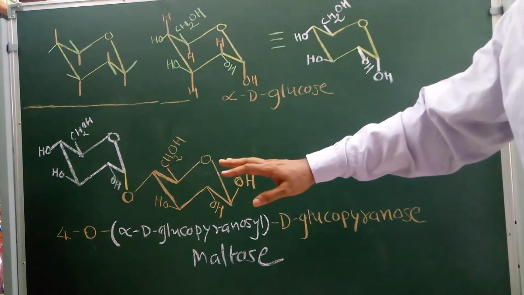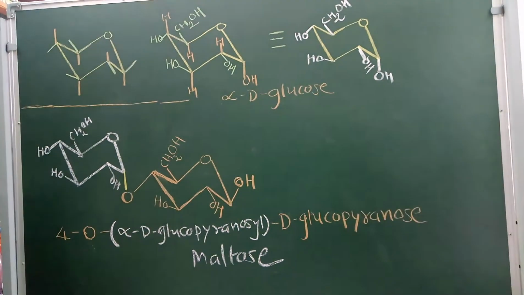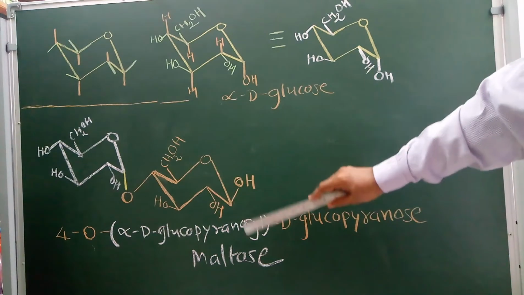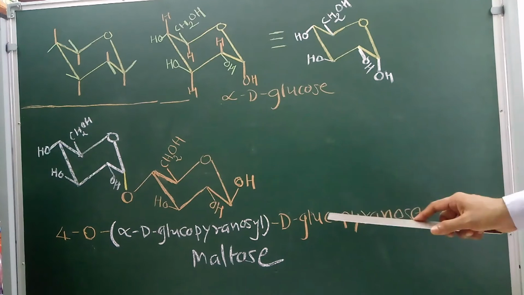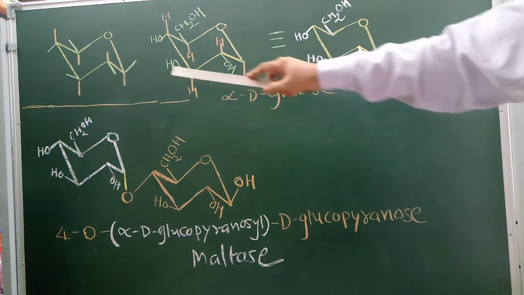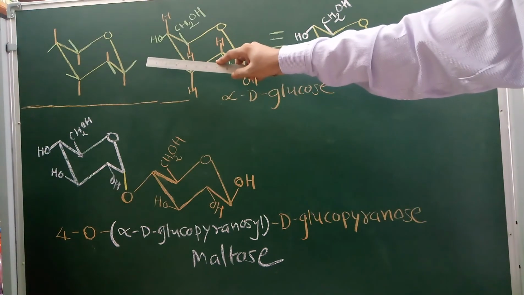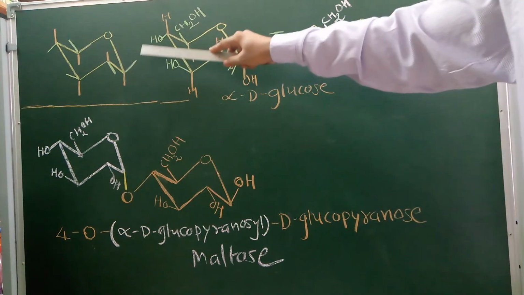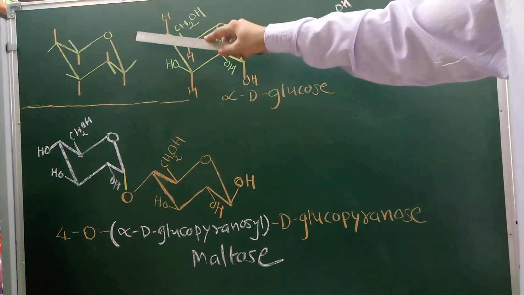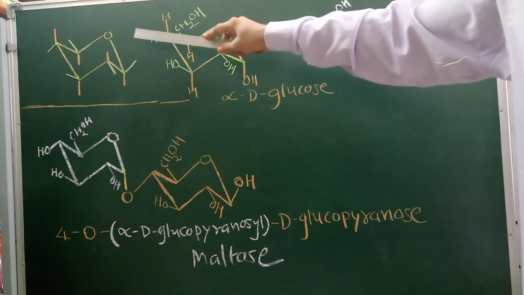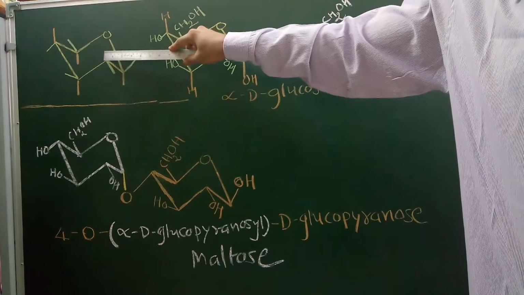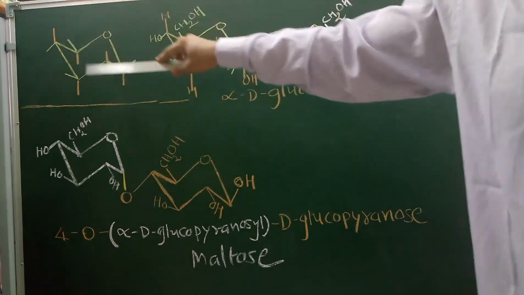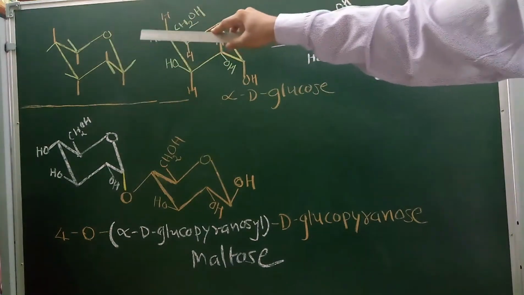Good morning, friends. In this slide we are going to learn the structure of maltose, and how its nomenclature is given. For that we have to take glucose into consideration first. So this is the simple structure of glucose, in which we have not written the substituents. These bonds are equatorial, and these are the bonds which are axial. So this is the simple chair conformation of glucose.